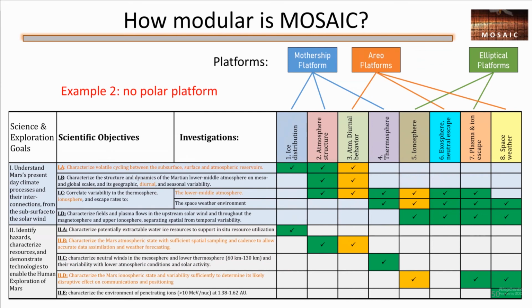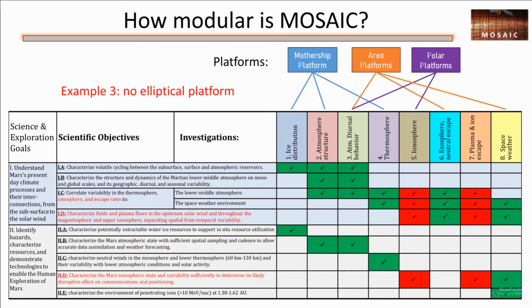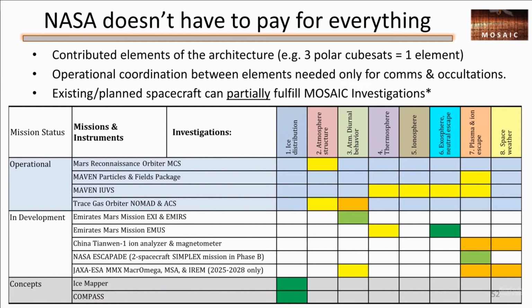Another example is if we lose the polar platform, we would lose some of our diurnal behavior coverage, and we'd also lose the radio occultations. So we'd lose bits of investigations 3 and 5, and therefore we wouldn't fully address the science objectives there, shown in orange. If we lose the elliptical platform, we lose also the radio occultations, but also all of the magnetospheric goals as well.